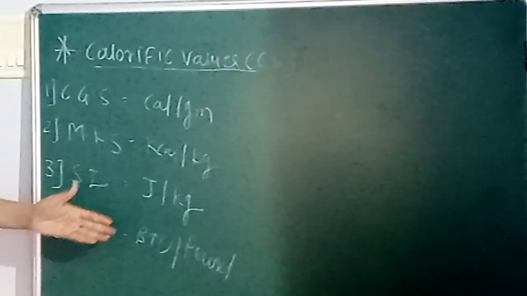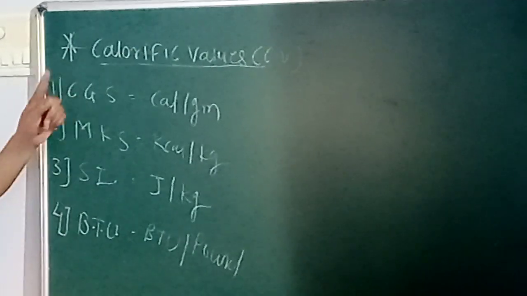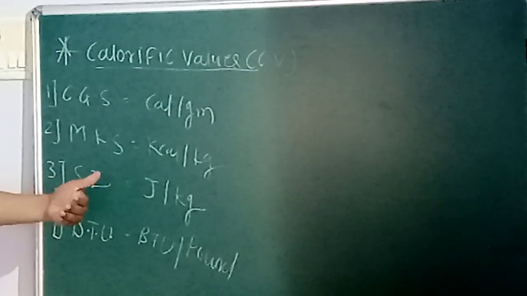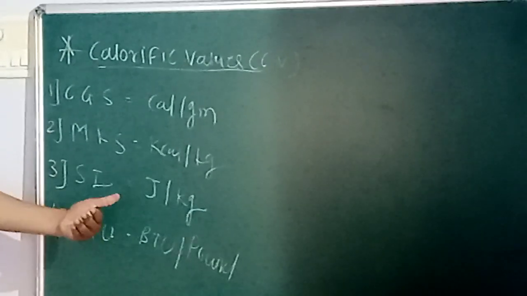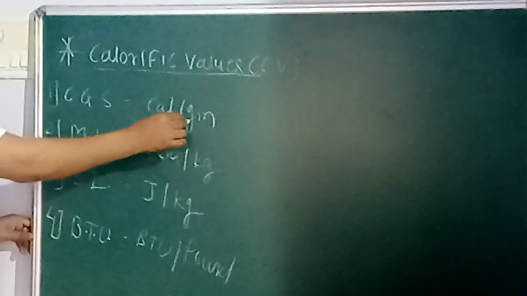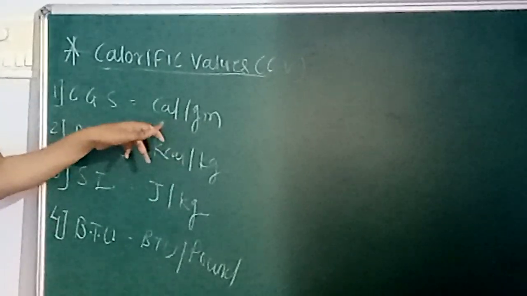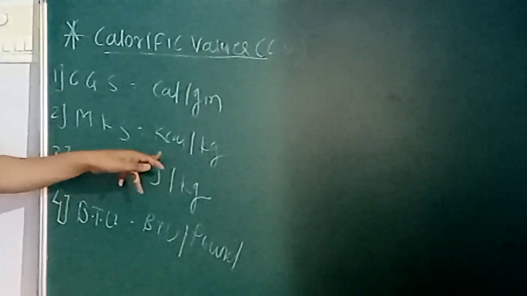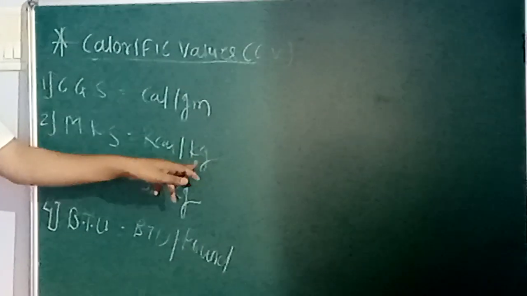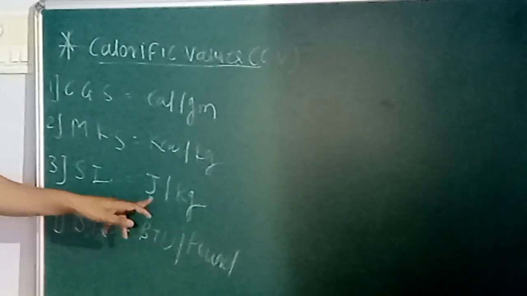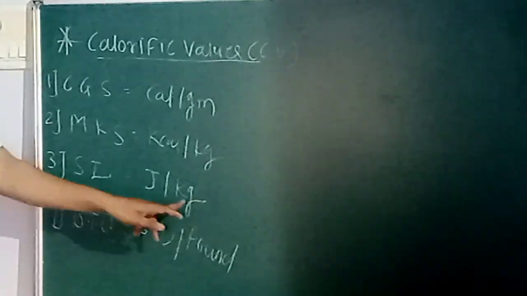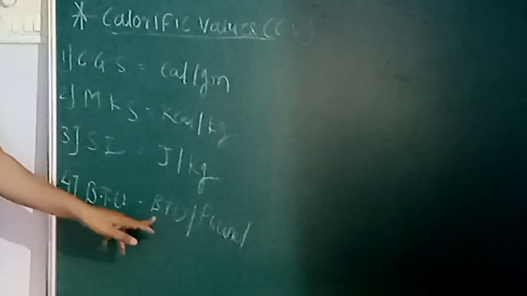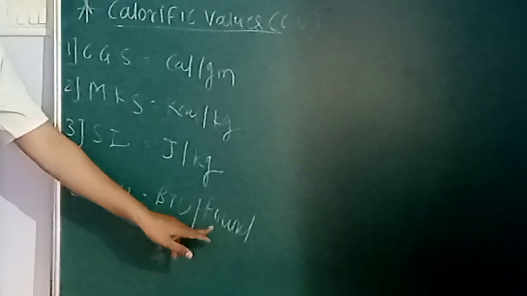So this is the way to express the calorific value for solid fuel and liquid fuel, which is expressed in terms of mass. In CGS system, calories per gram means 1 calorie of heat is liberated by complete combustion of 1 gram of the fuel sample. 1 kilocalorie of heat is liberated by complete combustion of 1 kilogram of the fuel sample. 1 joule of heat is liberated by complete combustion of 1 kilogram of the fuel sample. 1 BTU of heat is liberated by complete combustion of 1 pound of the fuel sample.